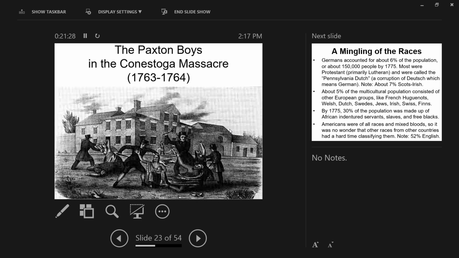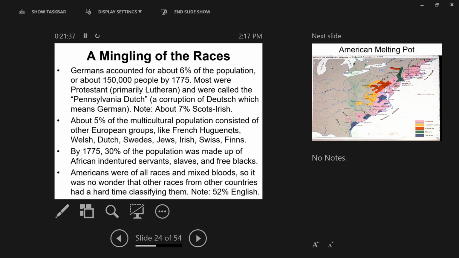Okay, so a mingling of the races. Germans accounted for about 6% of the population. This is an estimated 150,000 at the dawn of the Revolution. Most were Protestant, primarily Lutheran. And to this day, if you were to go to parts of Pennsylvania or Maryland or Virginia, you're not going to have a hard time finding a Lutheran church. If you go into the Shenandoah Valley of Virginia, it's very easy to find a Presbyterian, Lutheran, Baptist, or Methodist church. They're in pretty much every town because this is where most of those people settled.